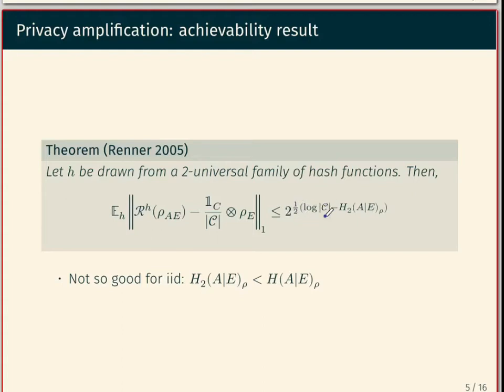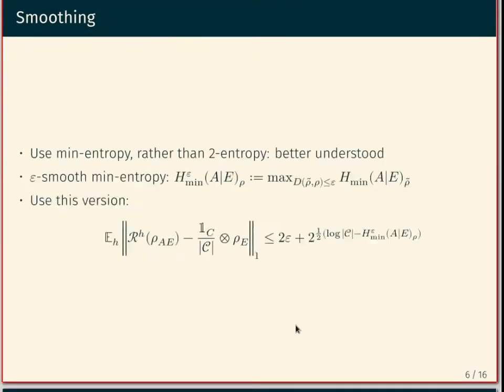So we have the size of the output here, so the number of bits coming out of the hash function, and H2 here, and this is the sandwiched entropy of order alpha equals 2. So it's somewhere between the 1 and infinity case. This by itself is not so good for the IID case, because we know that in general H2 is less than the von Neumann entropy, and we know that in the IID case we should get the von Neumann entropy.